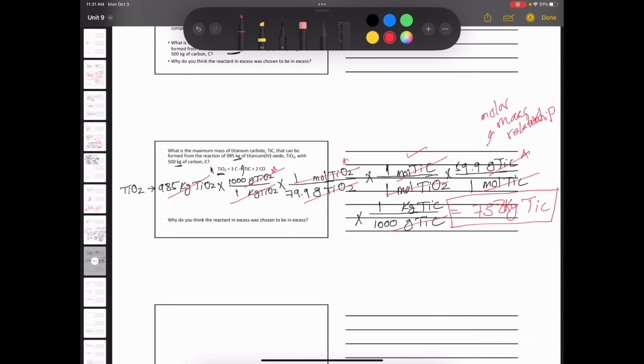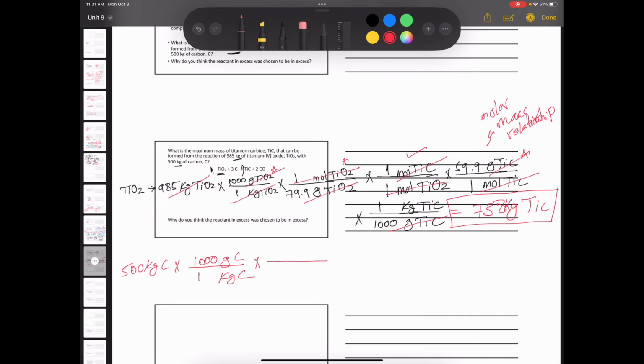Okay, so I'm starting with 500, let's start here, 500 kg of carbon. I need to convert that into grams first. So grams of carbon. I have kg carbon. I have 1 kilogram equal to 1,000 grams. Multiply that by, now I have grams of carbon.